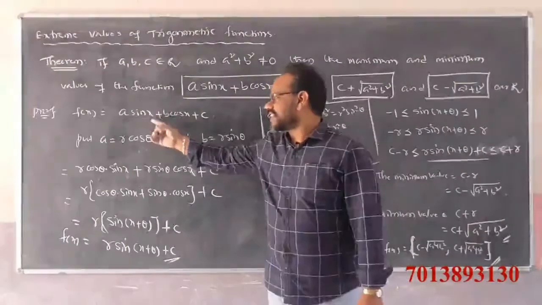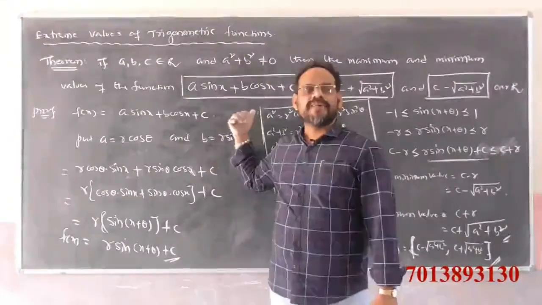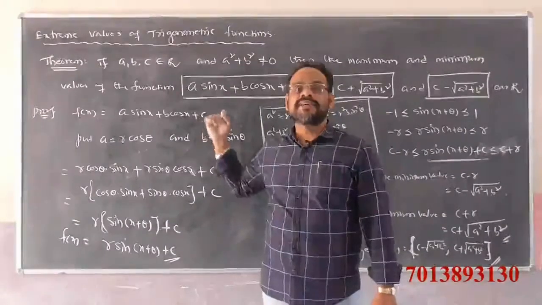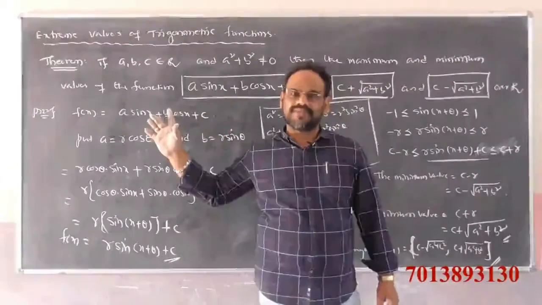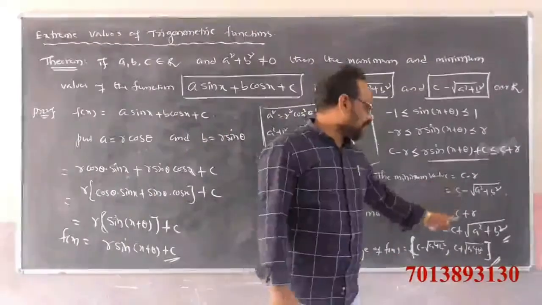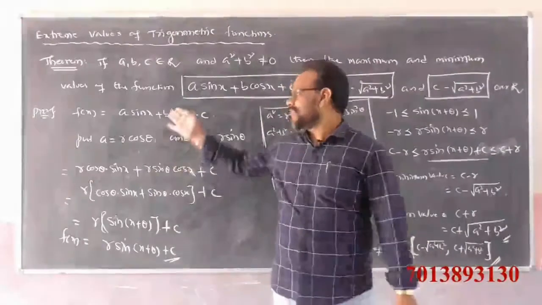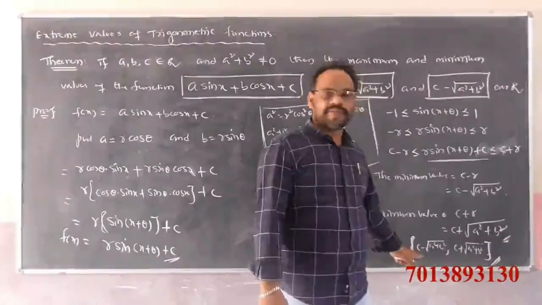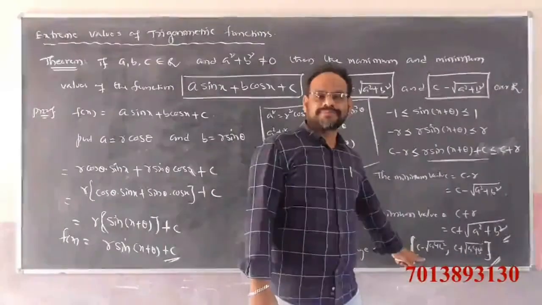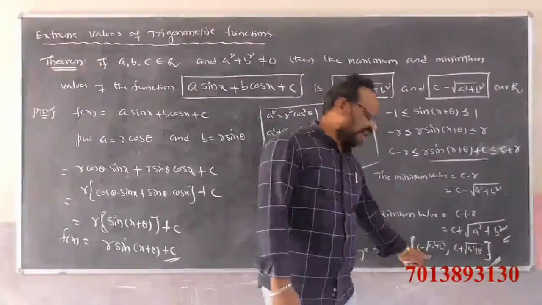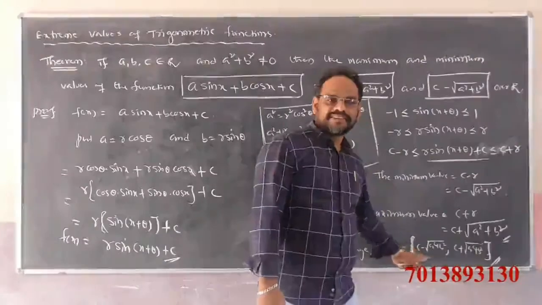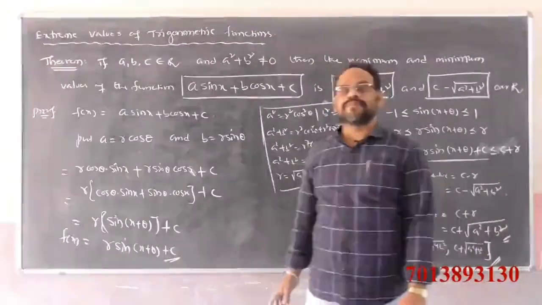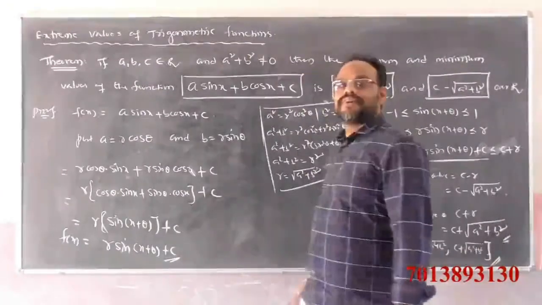If they give a cos x plus b sin x plus c, the minimum value is c minus square root of a square plus b square, and the maximum value is c plus square root of a square plus b square. So by using the minimum and maximum, what is the range? The range of this function is clearly the closed interval c minus square root of a square plus b square, comma, c plus square root of a square plus b square.